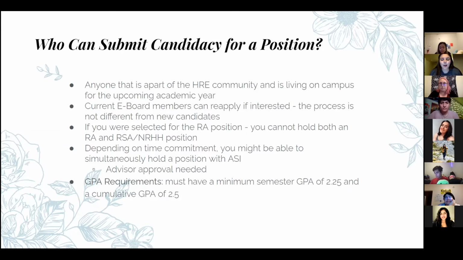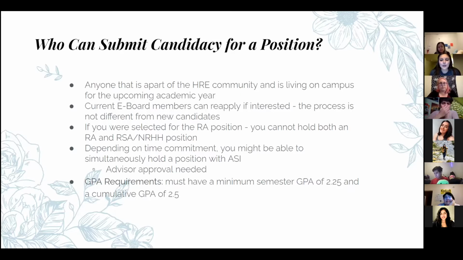However, if you are an alternate for the RA position, we highly recommend you apply for an NRHH position and serve with us. Depending on time commitment, you might be able to simultaneously hold a position with ASI. We just want you to talk to an advisor before doing that because ASI takes up a lot of your time and NRHH is a time commitment as well. So just talk to the advisors before doing that.